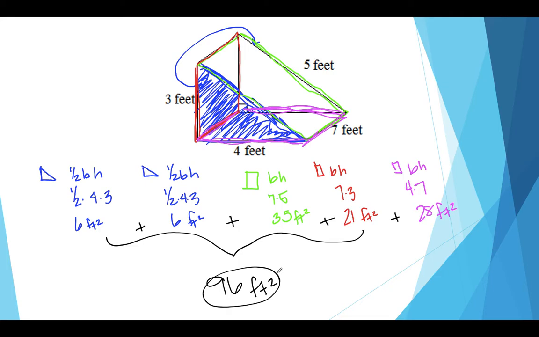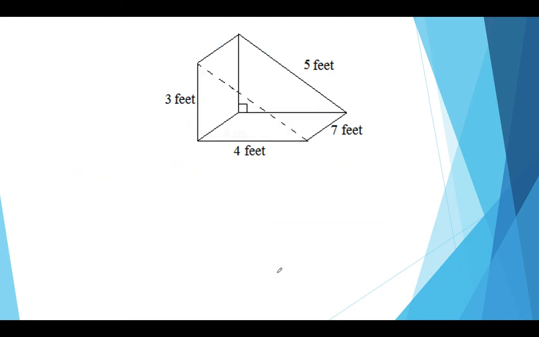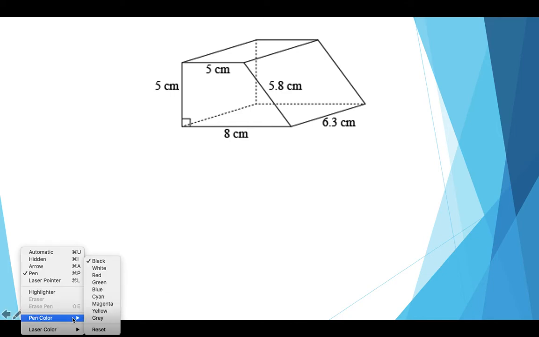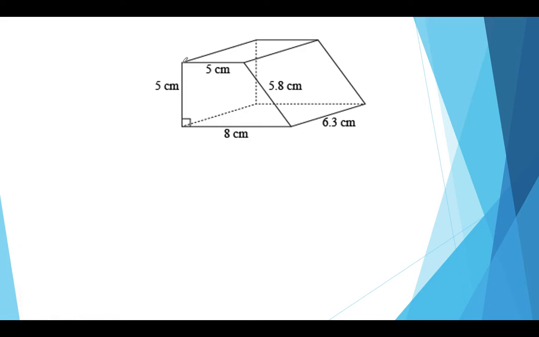Okay, I'm going to show you another prism, same strategy, different prism. So let's take a look at this prism. It's a trapezoidal prism. So the hardest part, I think, is making sure you don't miss any of the faces. So that's why I like to draw and trace over as I go so I know what I've done and what I still need to do. So I'm going to start with this trapezoid on the front.